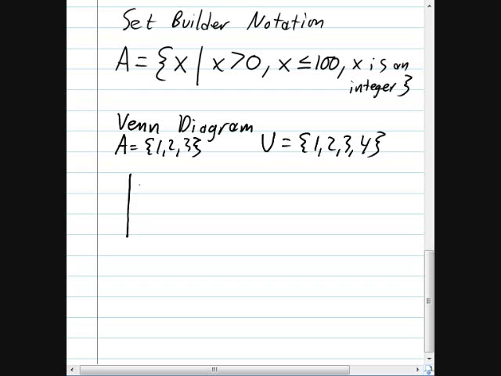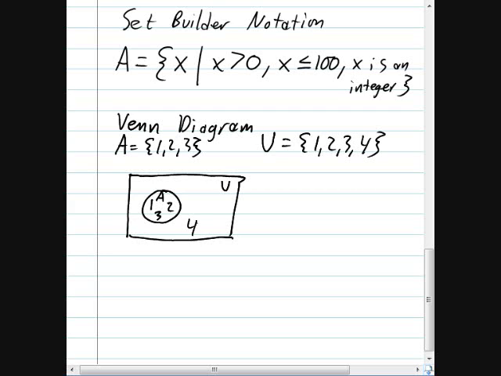Now a Venn diagram is a graphical representation of this information. So we use a box to represent the universal set. We'll label that U for universal set. And then we can have a circle, or any other shape really, that we'll label A for the set A. And then inside these sets, we list all of the elements. So for example, the box contains the elements 1, 2, 3, and 4. All of those are inside the box. The set A contains the elements 1, 2, and 3. All of those elements are in the set A.